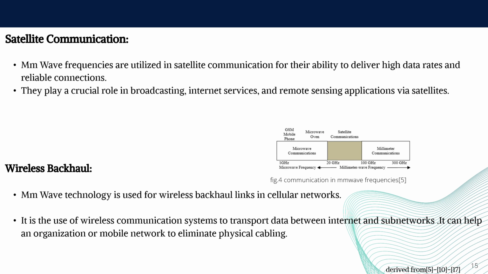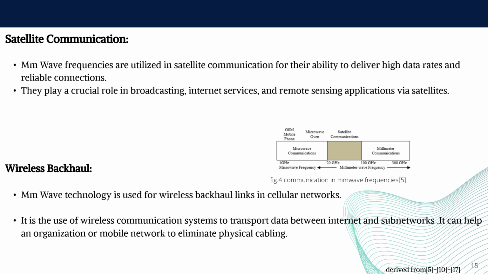And moving to this graph, we can see the parts of microwave communication and millimeter wave communication. Millimeter wave is situated in between the microwave and the terahertz regions, and the 20 GHz to 100 GHz frequency band is used for satellite communication purposes.